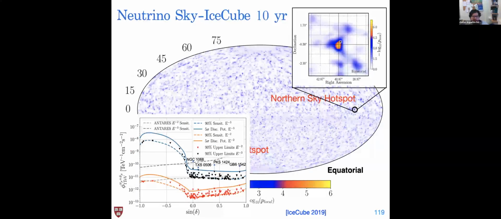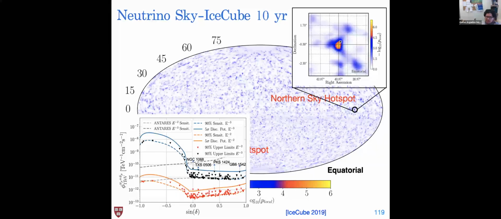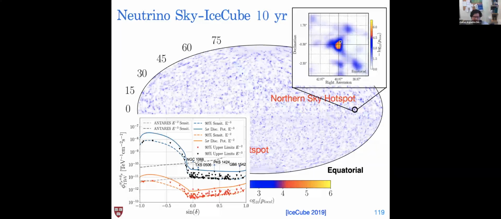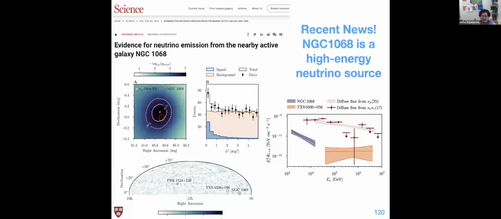So when one looks at this sky map of neutrinos, one can look at the highest concentration in the sky. And this is on this 10-year analysis. By the way, this data is now publicly available on the IceCube website. And the northern hemisphere hotspot is shown here. This northern hemisphere hotspot corresponds to a source, which is NGC 1068, which was published in Science a couple of years ago. And it's the brightest neutrino emitter we have ever observed so far.